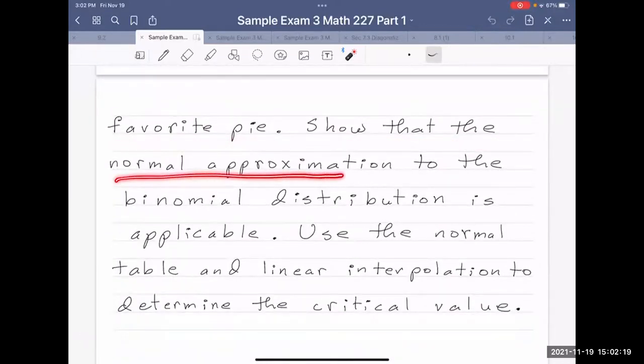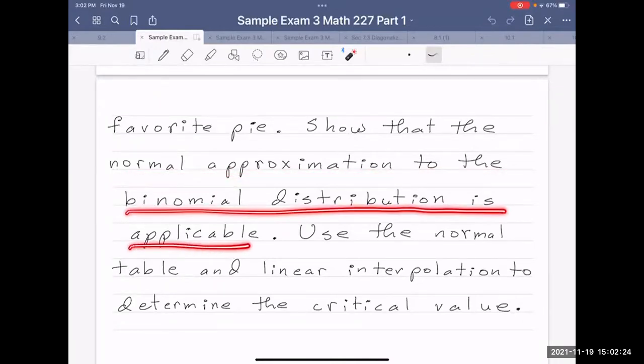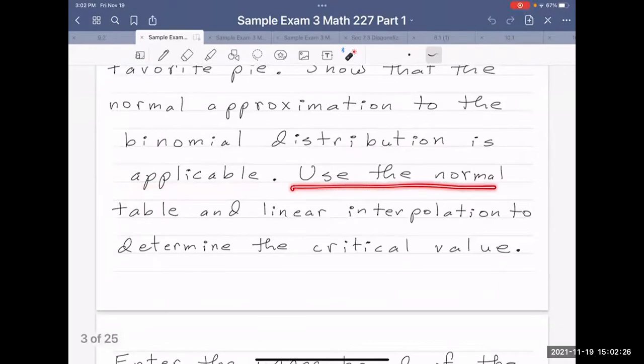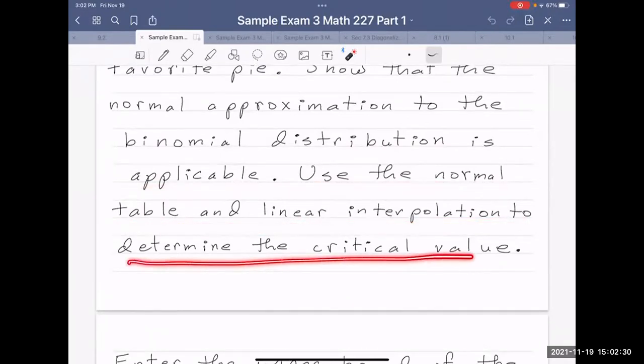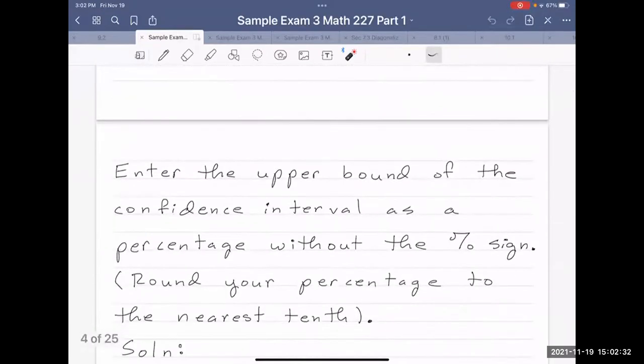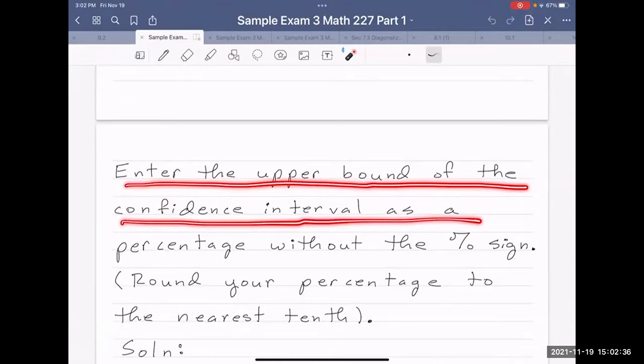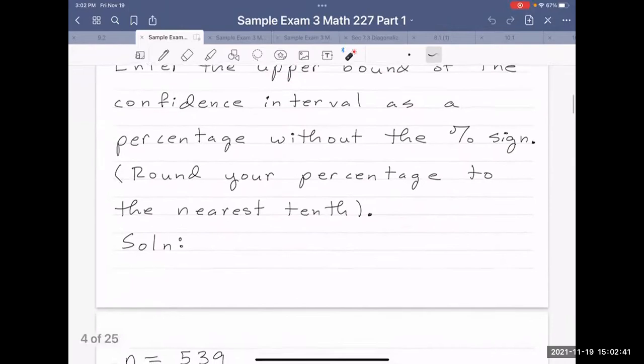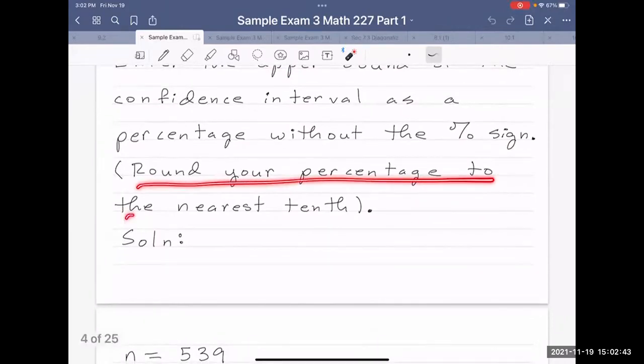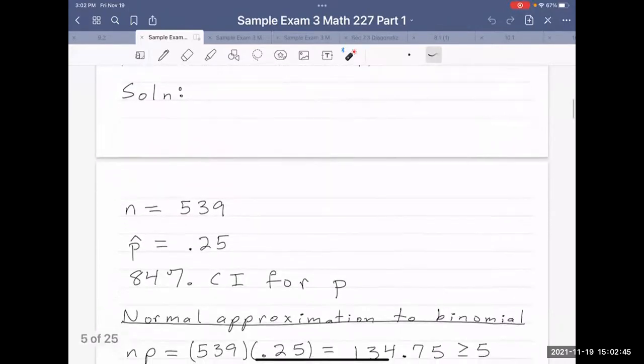Show that the normal approximation to the binomial distribution is applicable. Use the normal table and linear interpolation to determine the critical value. Enter the upper bound of the confidence interval as a percentage without the percent sign. Round your percentage to the nearest tenth. So let me do that.